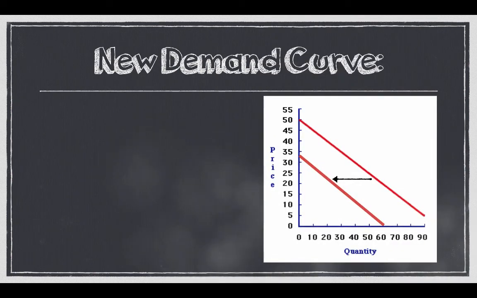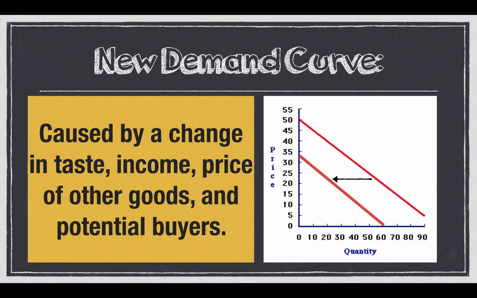A new demand curve on the other side would be caused by a change in taste, income, price of other goods, and or potential buyers, right? So think about the iPhone 5. Not nearly as in demand as the iPhone 6, right? There's a new one, so the demand for the 5 is down low. It doesn't change the fact that the price could change. It just matters that our consumer preferences have changed, and that's what we start to see.